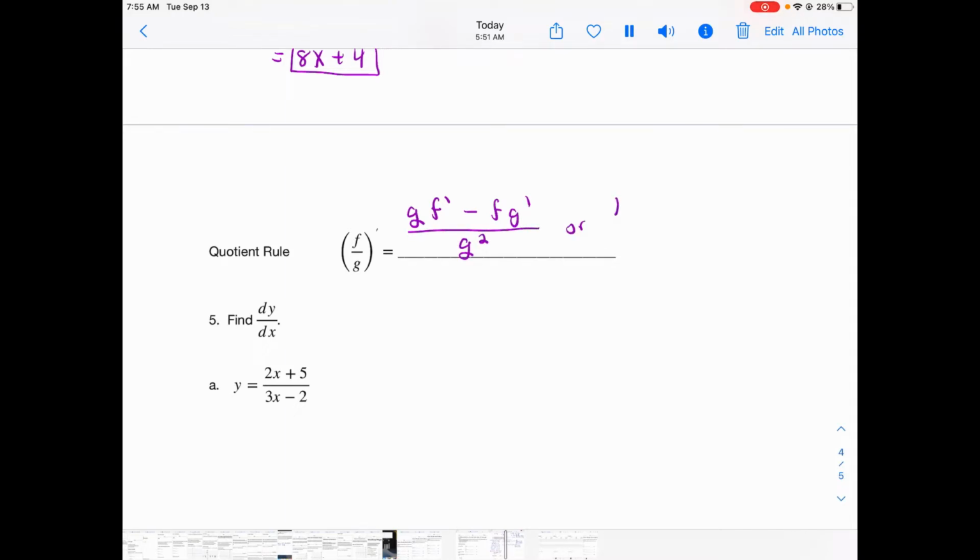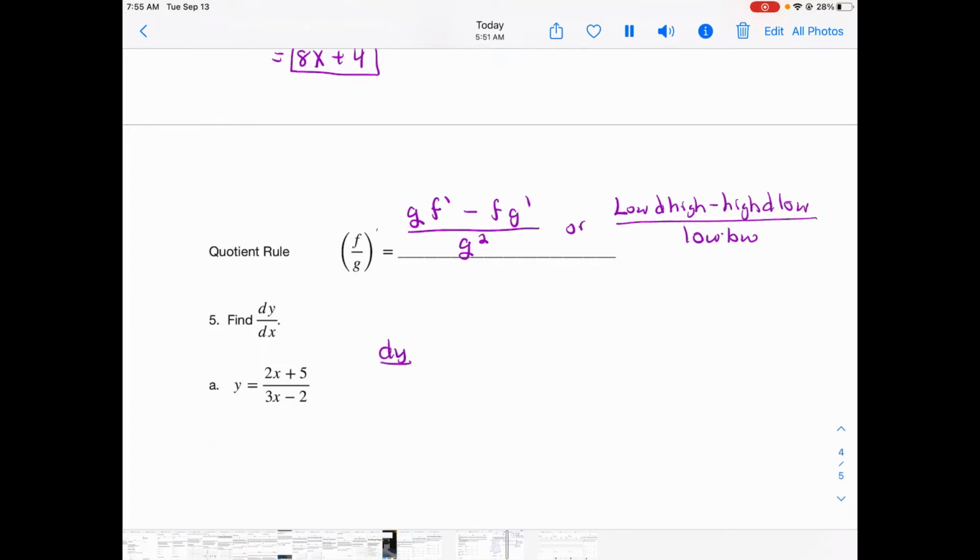Now there's a saying that's usually used to remember this. It's usually said as "low d high minus high d low over low low." The d just means the derivative. Low d high means low times the derivative of high. Minus high d low, high times the derivative of low. Over low low just means the bottom squared.